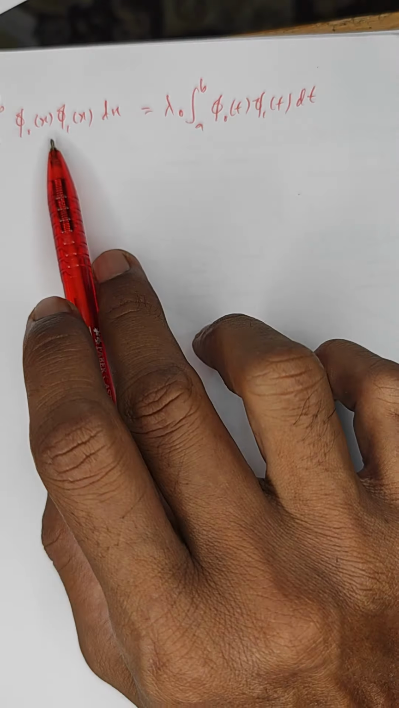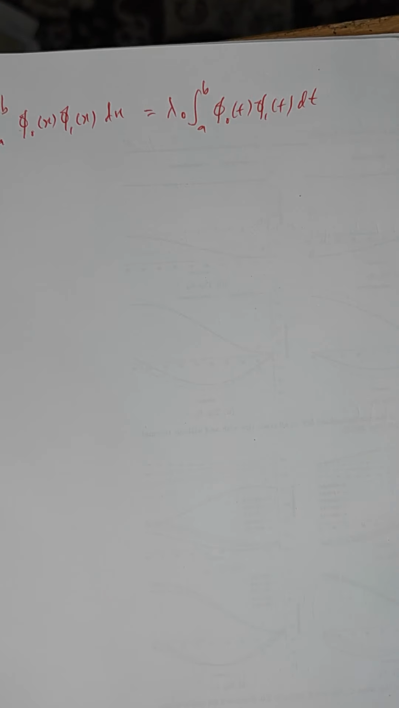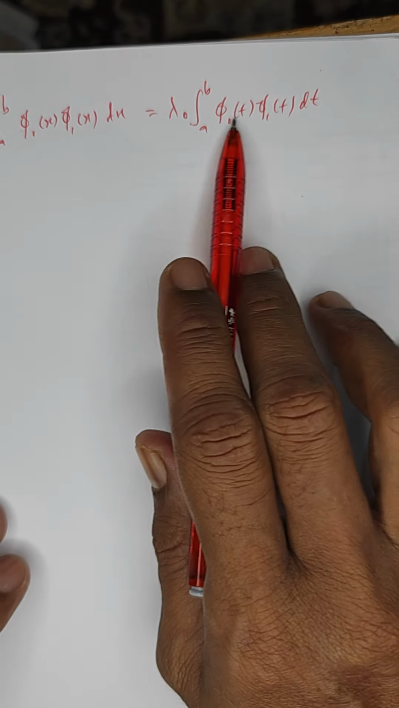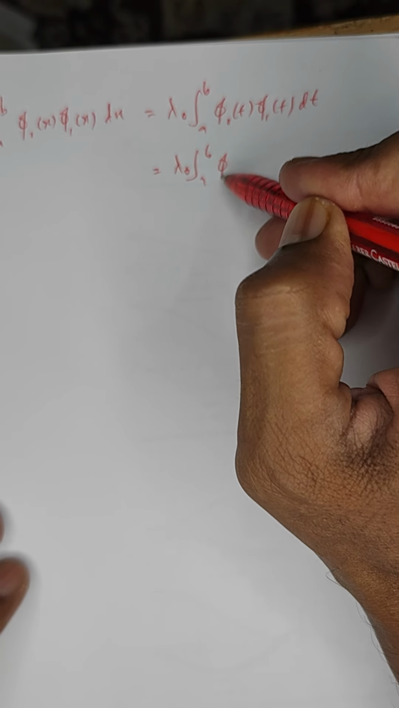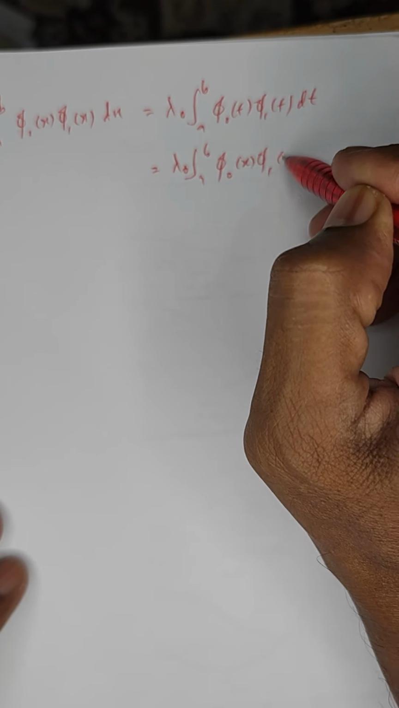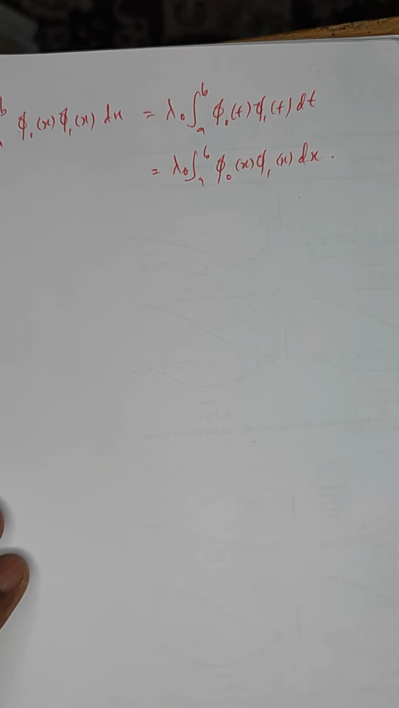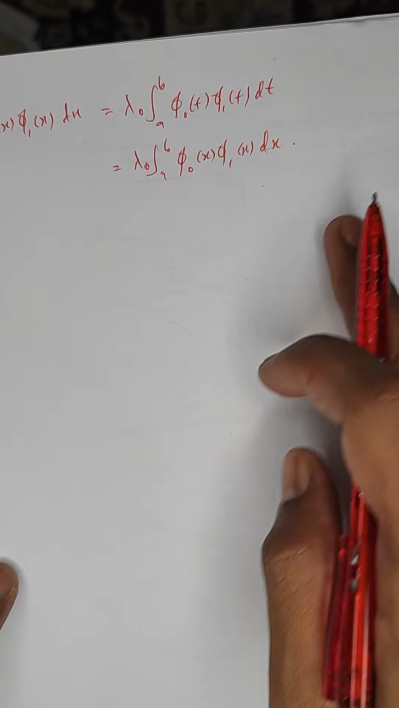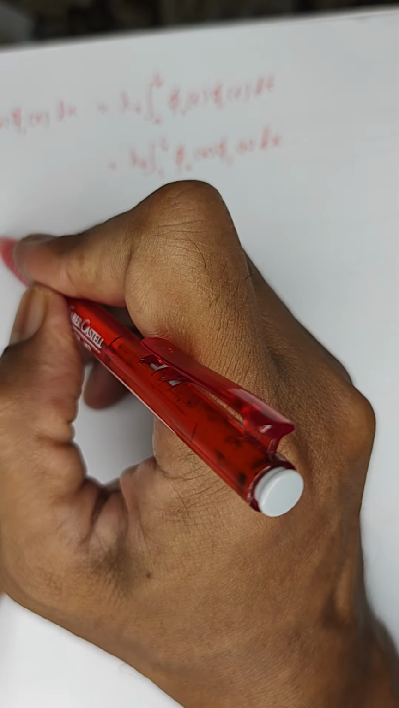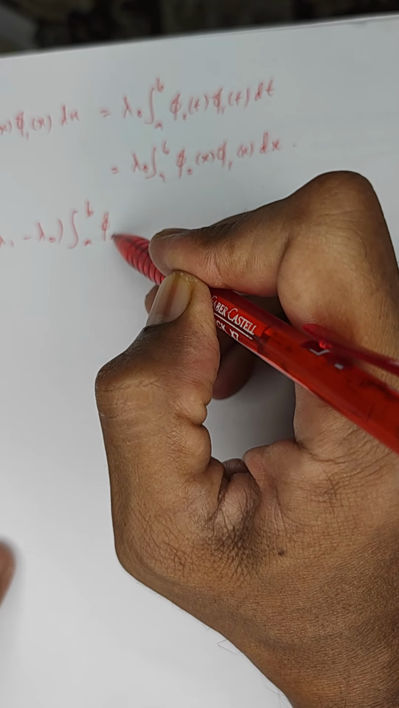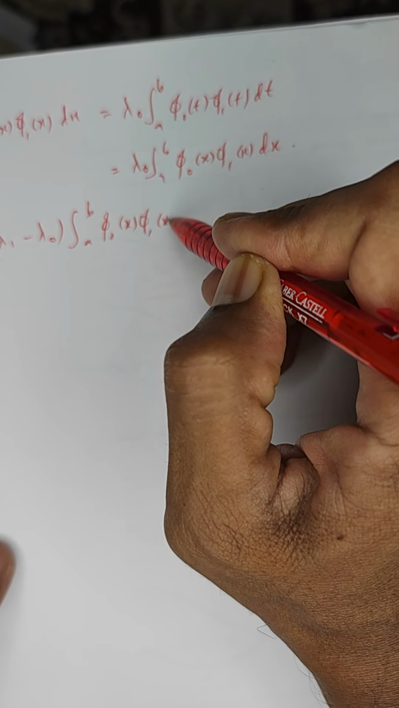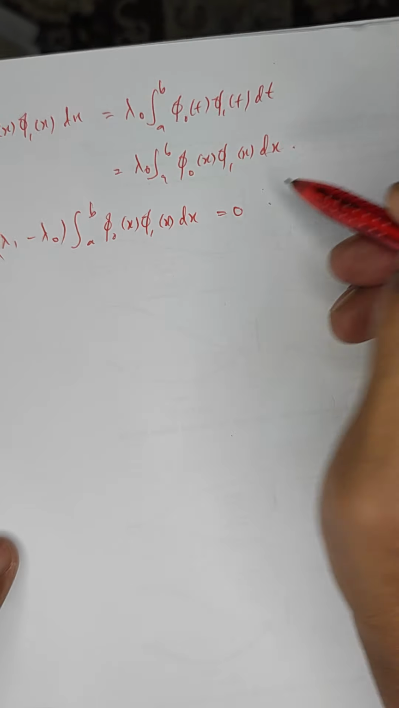Okay, and of course since this is the integral variable, I can always change that. So I can write this as lambda naught times the integral from a to b of phi naught x phi 1 x dx. Then you can bring it to the other side, that gives us lambda 1 minus lambda naught times the integral from a to b of phi naught x phi 1 x dx equal to 0.